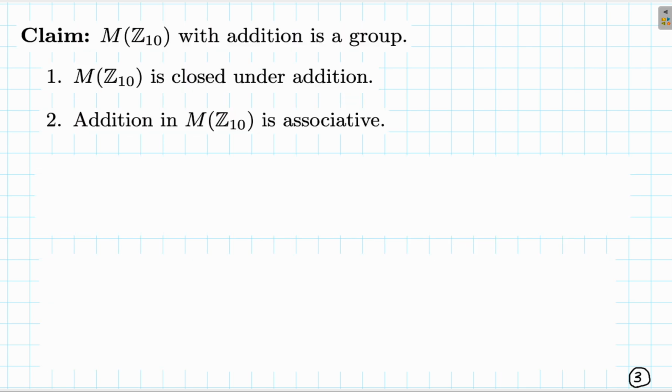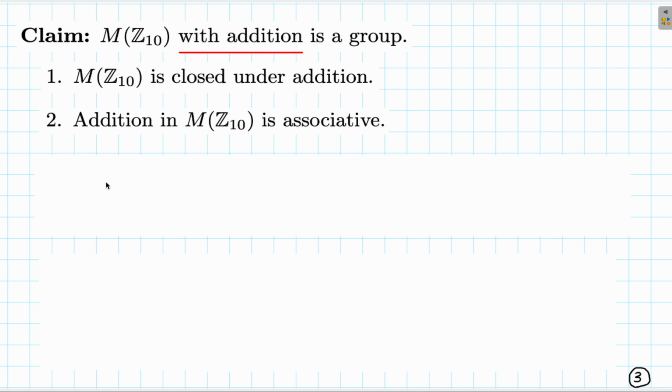Let's take a look at the following claim, namely, M of Z10 with addition is a group. Remember that M of Z10 is a set of 2 by 2 matrices with entries in Z10. We've already seen a couple of the group properties. In particular, M of Z10 is closed under addition: you add a pair of 2 by 2 matrices, you still get a 2 by 2 matrix. Also, addition in M of Z10 is associative, meaning we can move parentheses around and regroup. For associativity, please take a look at the Chapter 7 reading.